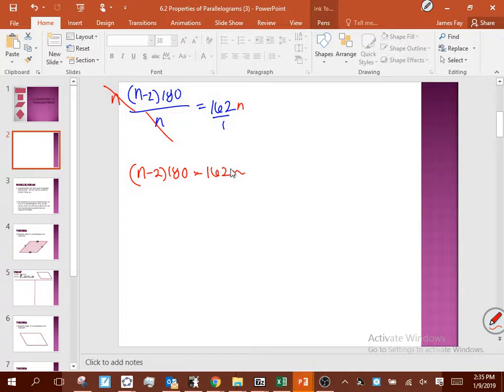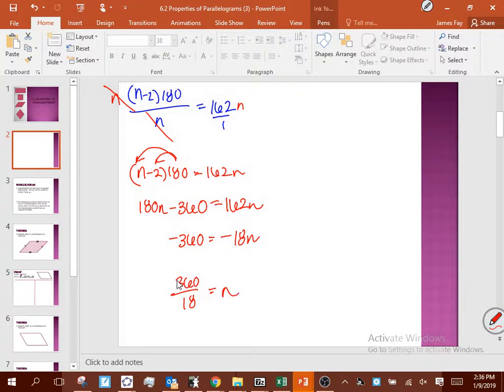And at this point, because there's 180 n's over here, and I need to be able to see those, I have to distribute that 180. So it gives me 180n minus 360 is equal to 162n. Now subtract, it doesn't matter which way you go here. I'll get negative 360 equals negative 18 n's, and then 360 divided by 18 will give me my n. Does that make sense?